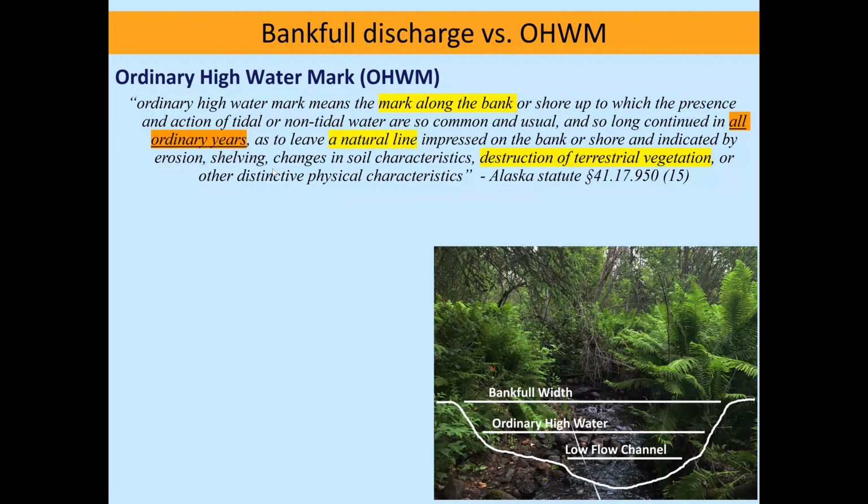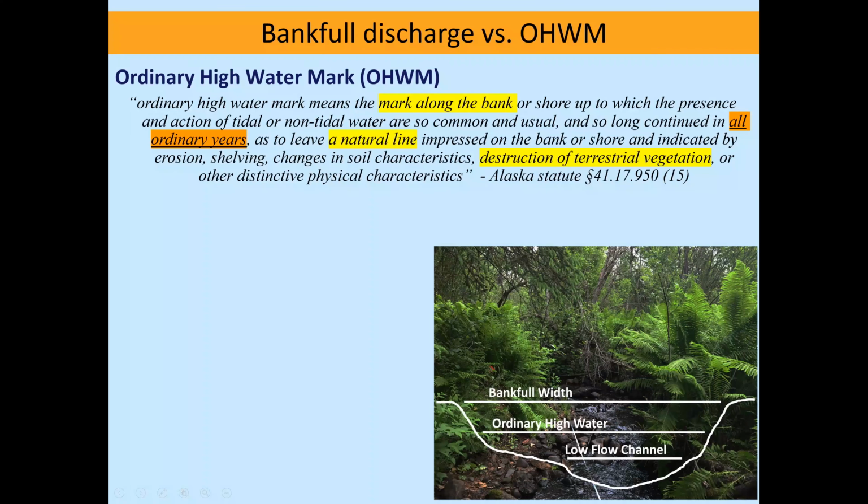And I think a key thing in the definition here, when you're trying to understand the two, bankful discharge and ordinary high water mark, is that this is something that occurs almost every year, or literally every year, so that it's a line where vegetation doesn't grow because it's always inundated up to that point every year. So with that phrasing in the definition, you can think that this is an ordinary high water mark.